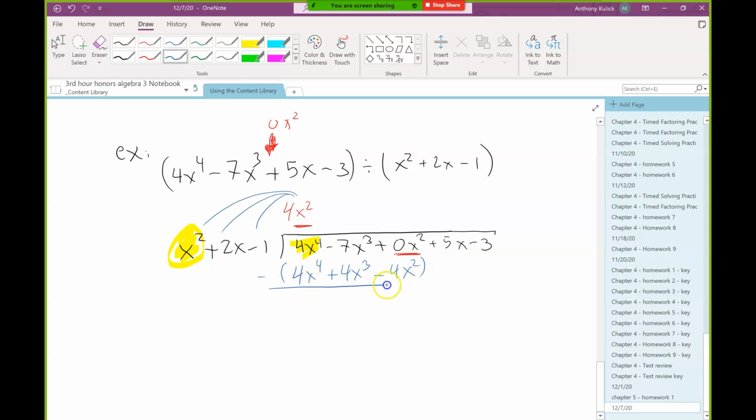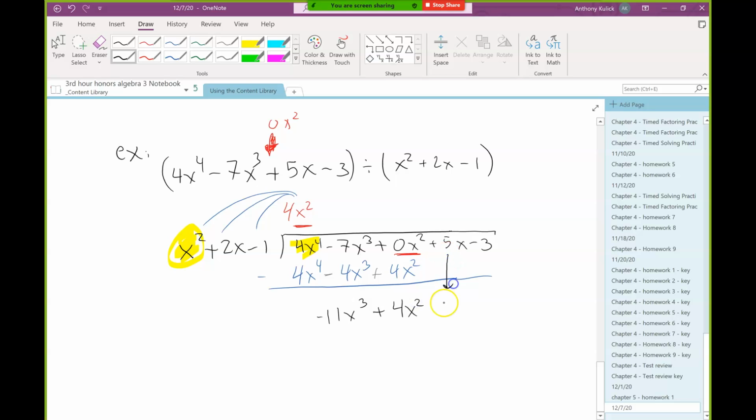And then subtract out. So we'll distribute our negative through. So positive becomes negative, positive becomes negative, negative becomes positive. So 4x to the fourth minus 4x to the fourth is 0. Negative 7x to the third minus 4x to the third is negative 11x to the third. And 0x squared plus 4x squared is 4x squared.